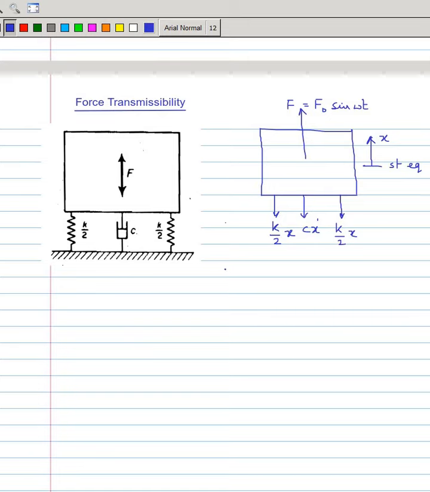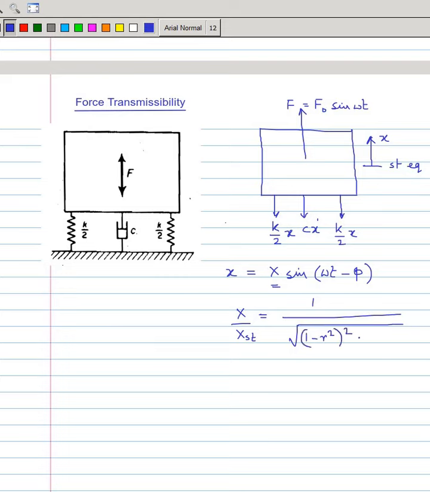So this is the system, and we know the solution x is X sine omega t minus phi. We know what X is: X by X static is 1 by root over 1 minus r square whole square plus twice zeta r square, where r is equal to omega by omega n. And also we know that tan phi is equal to twice zeta r by 1 minus r square, where zeta is the damping ratio c by c critical. So this is the damping factor, this is the critical damping factor. This is already known to you.